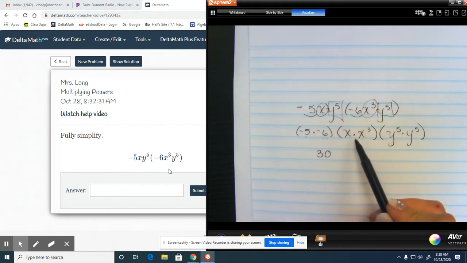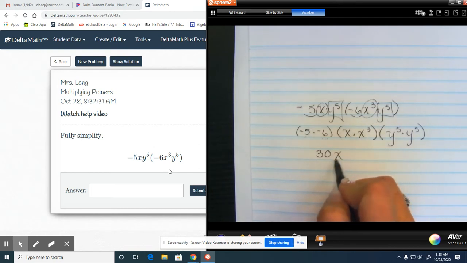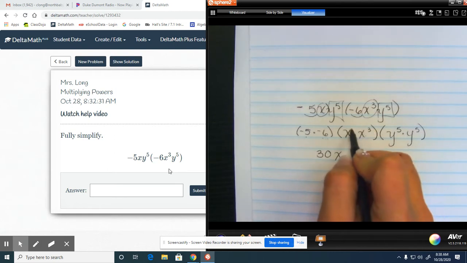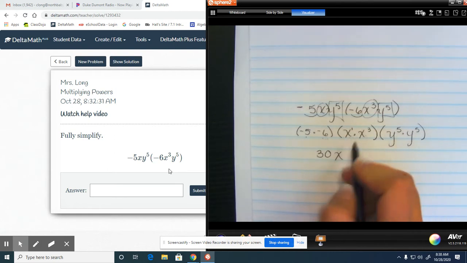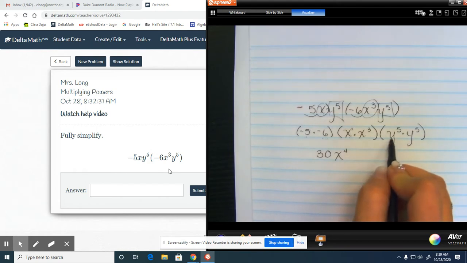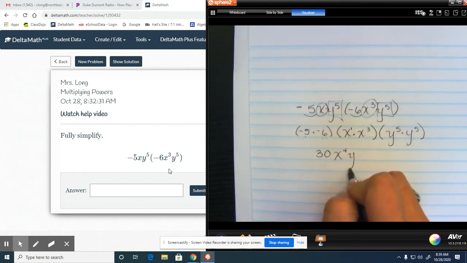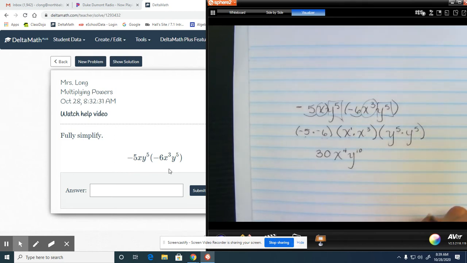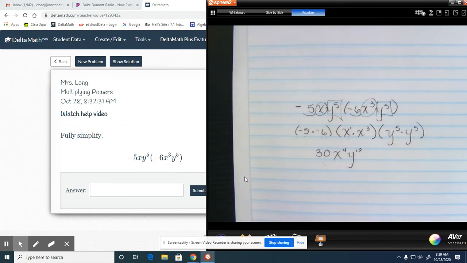And when you have exponents with the same bases, you keep the base, x, and add the exponents. So I have 3 x's here, and if there's no exponent, then you know it's a 1, and 1 there, so that would give me x to the 4th. And then our y's, keep the base y, and add the exponents. 5 plus 5 is 10. Okay, so 30x to the 4th, y to the 10 would be the answer for this problem here.